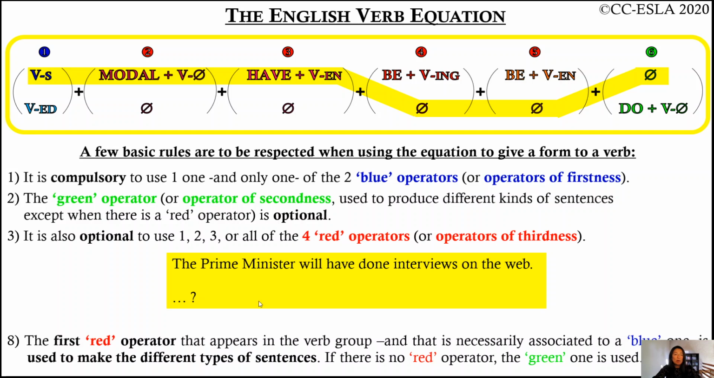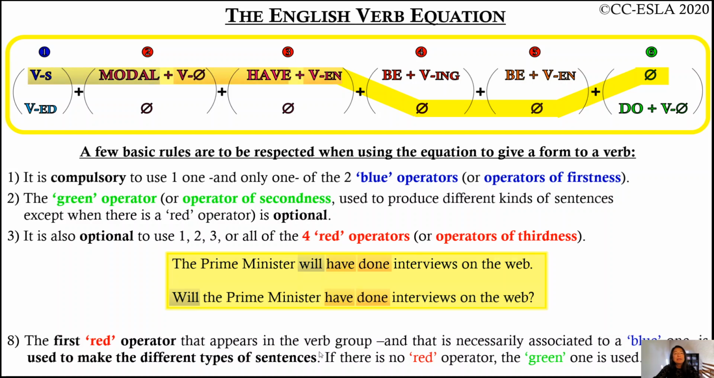Okay? How about the positive interrogative sentence? Well, in that case, it will be, will the Prime Minister have done interviews on the web? So again, as soon as there is a red operator here, it is the first of the red operators that appear in the formula that is used to create the different types of sentences.